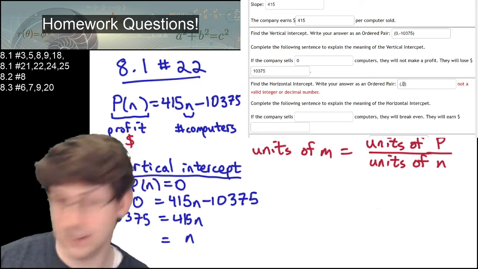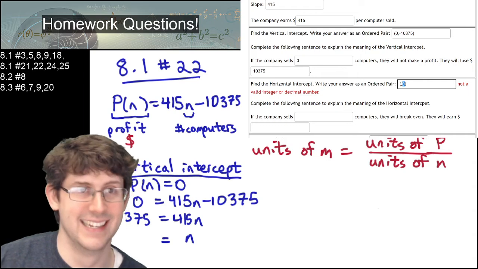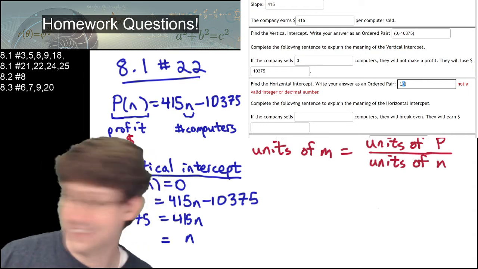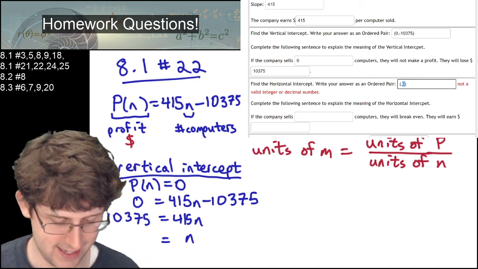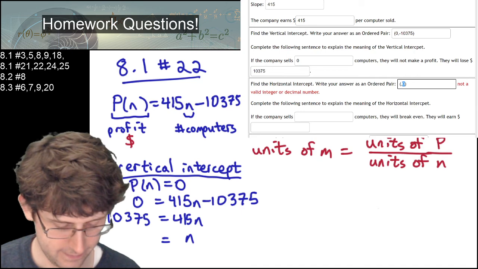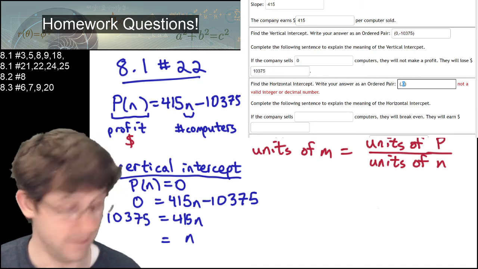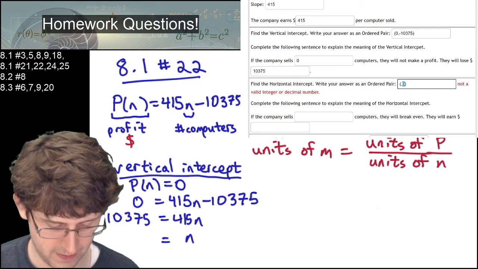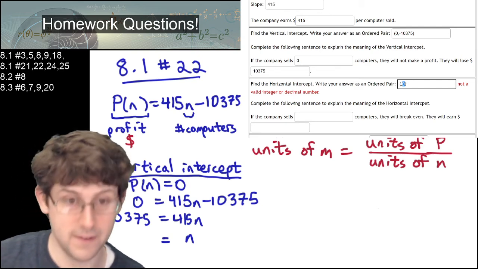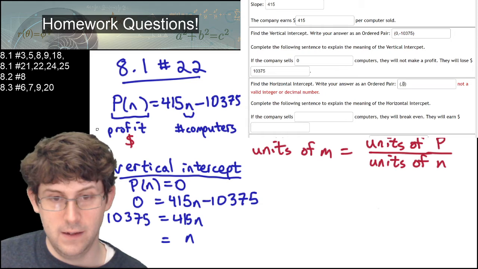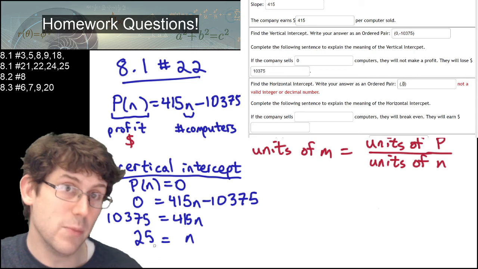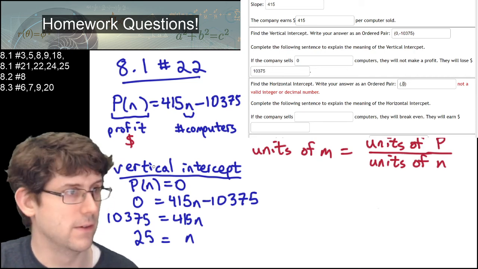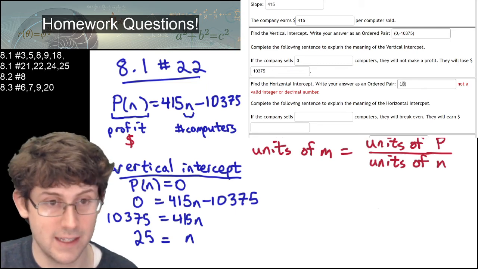I don't get a calculator to do it. Calculator? Oh my gosh, I guess I'm going to use my phone, of all things. 10,375 divided by 415 is 25. I was not expecting a whole number, but here it is. The vertical intercept is an input of 25. Oh no. I wrote the wrong thing.